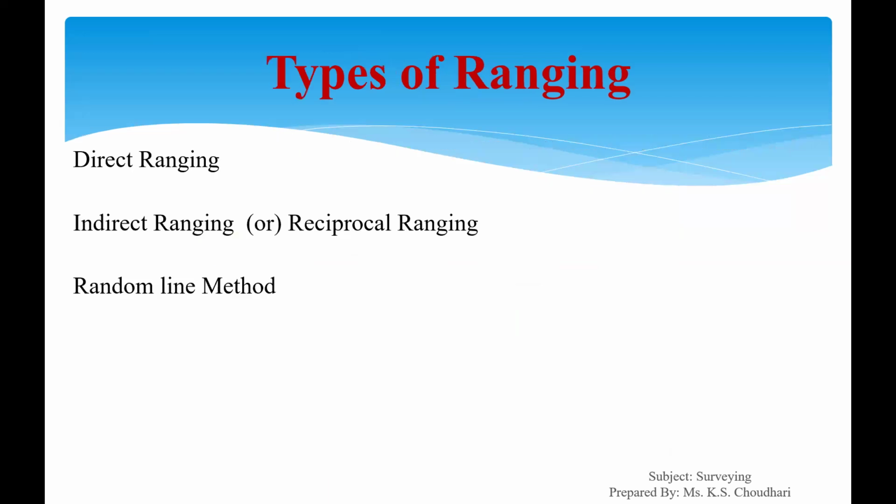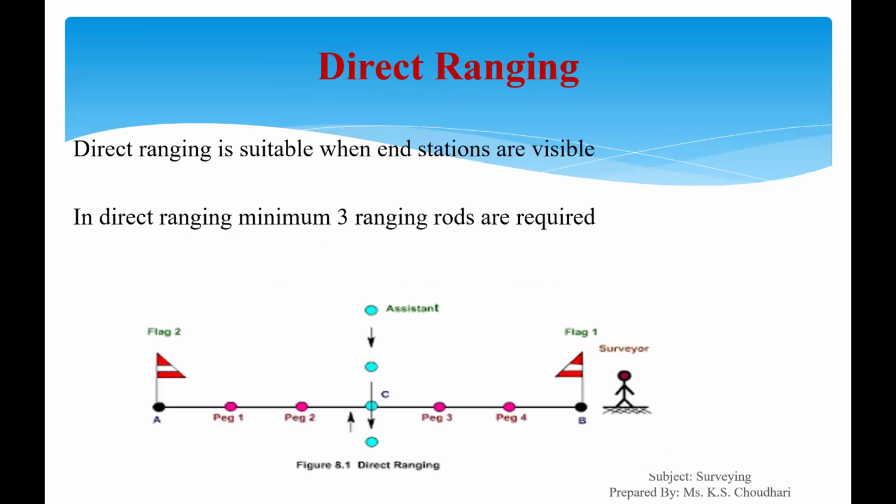Now, the types of ranging. Number 1, direct ranging. Number 2, indirect or reciprocal ranging. Number 3, random line method. Direct ranging. Direct ranging is suitable when the end stations are visible. In direct ranging, a minimum of 3 rods are required.